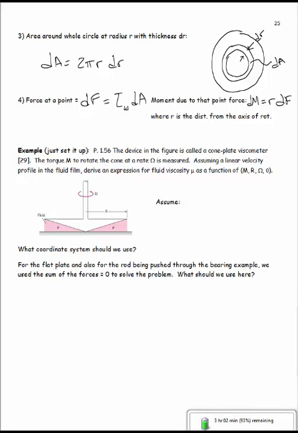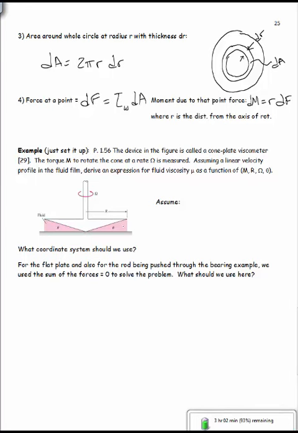Okay, so let's use this stuff in a little example. We're just going to set this example up. We're not going to actually do the whole thing. So what this is, a cone and plate viscometer, it's called. So this cone is spinning on top of some fluid. Okay, this might be oil, that pink part.